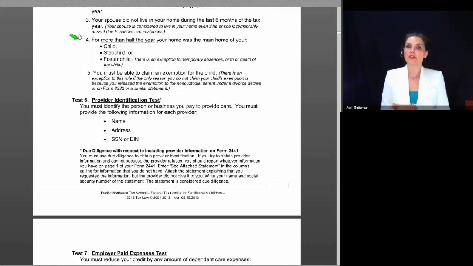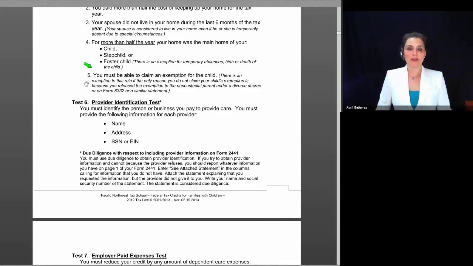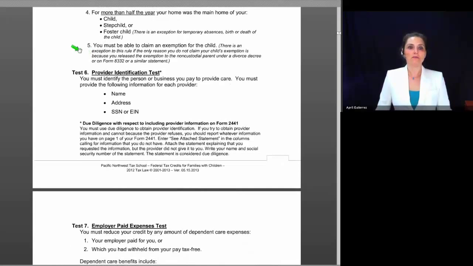The only individual who can cause you to be considered unmarried when you are in fact married is a person who is your child, stepchild, or foster child. Moving on, and the final rule is you must be able to claim an exemption for that child, the dependency exemption for that child. But there is an exception to this rule if the only reason you cannot claim your child's exemption is because you released the exemption to the non-custodial parent under a divorce decree or on Form 8332 or a similar statement.